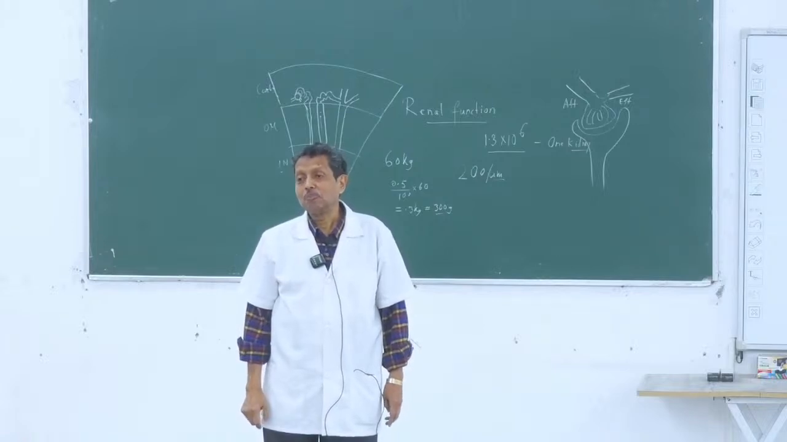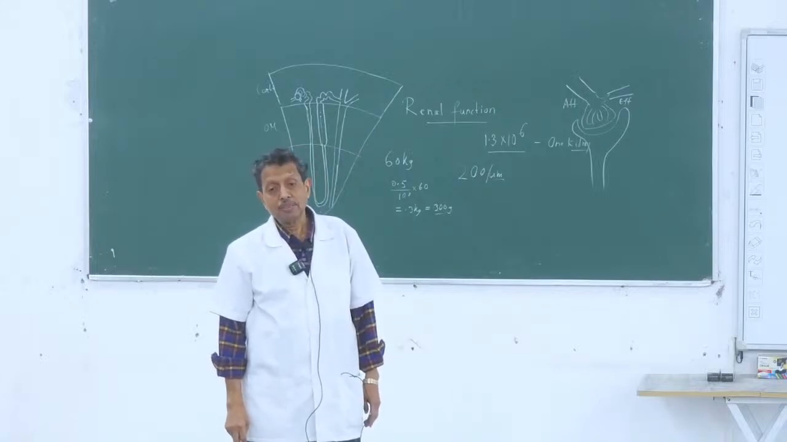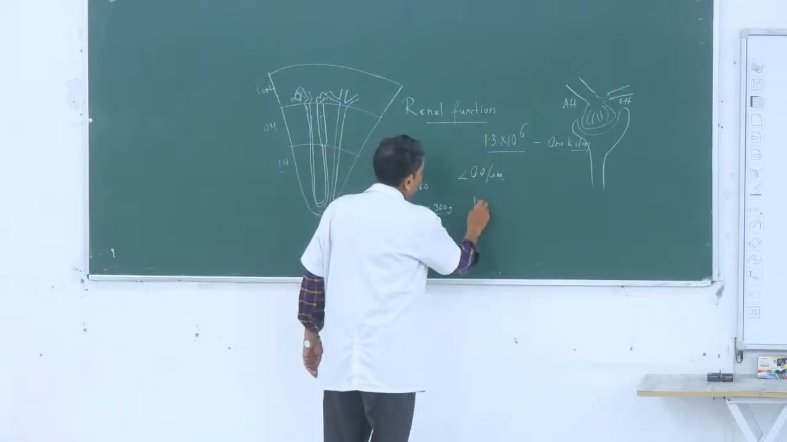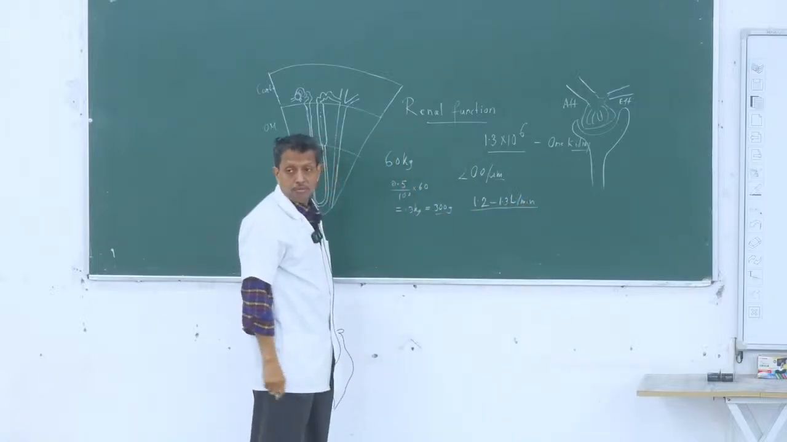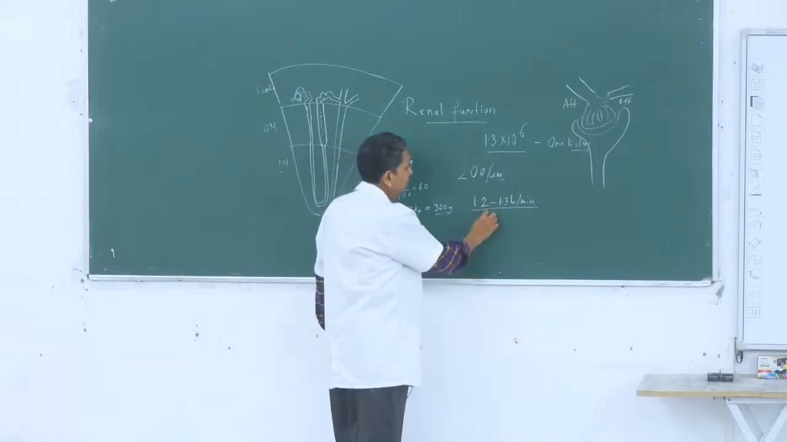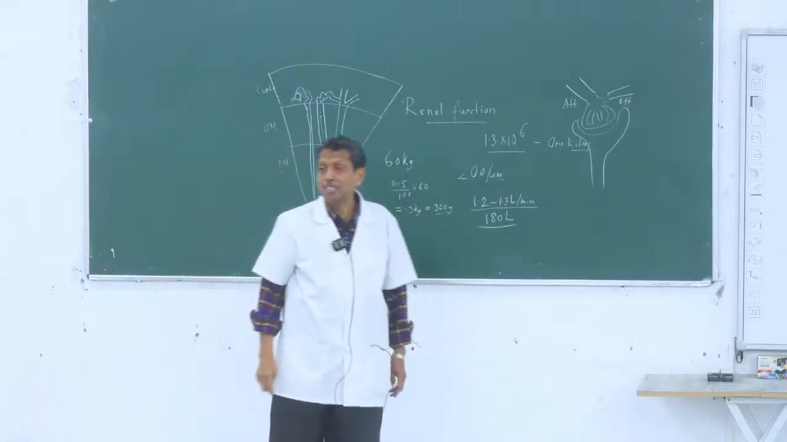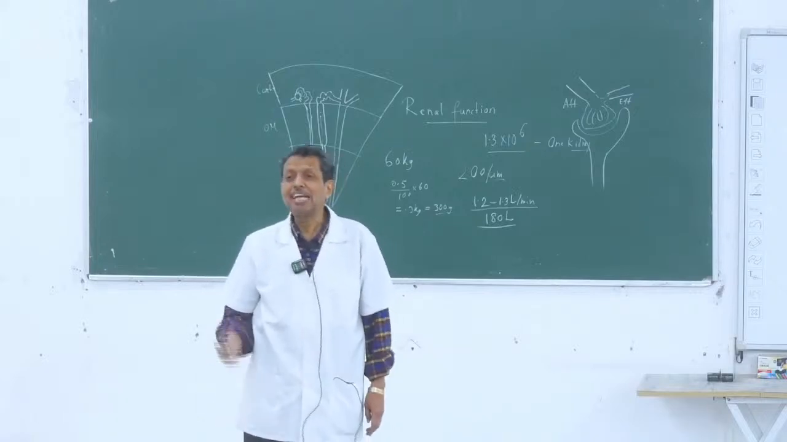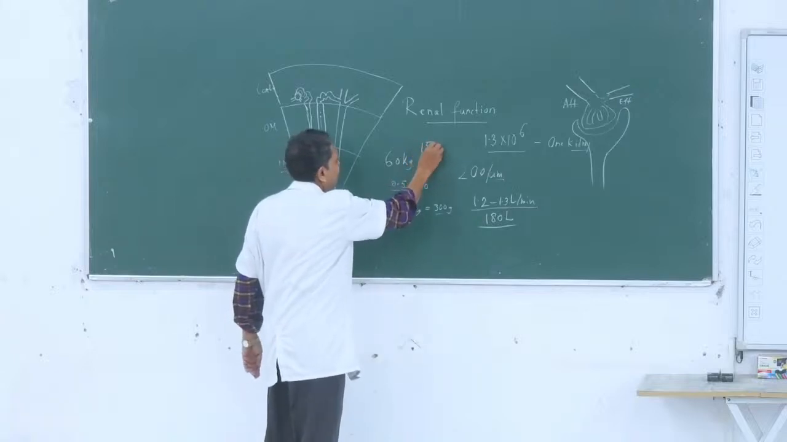150 gram, but the blood flow is 20 to 25% of the cardiac output, 1.2 to 1.3 liters. Filtrate produced per day is 180 liter. Huge amount of filtrate is produced. So these are all very easy things. So 150 gram average.